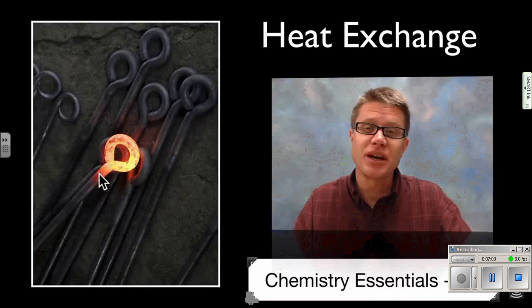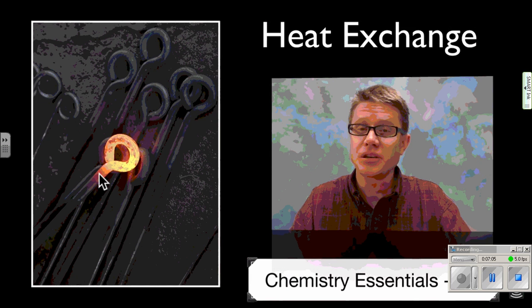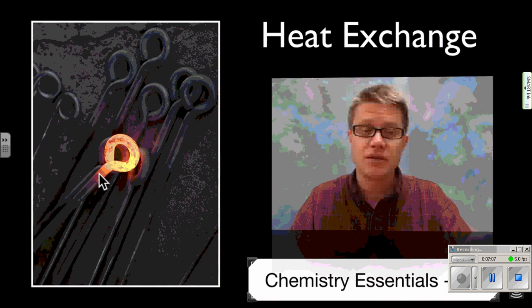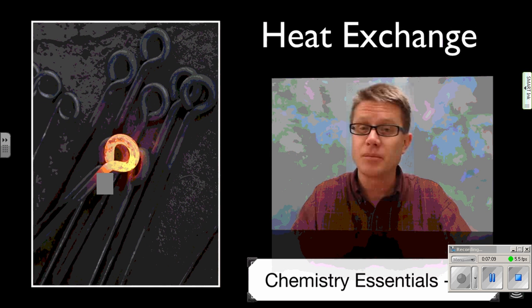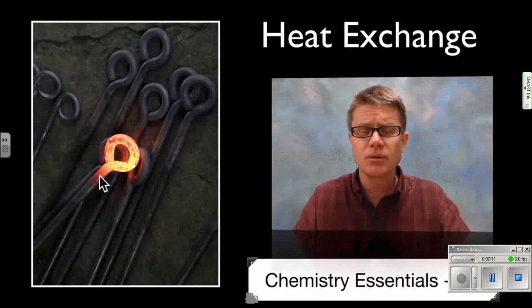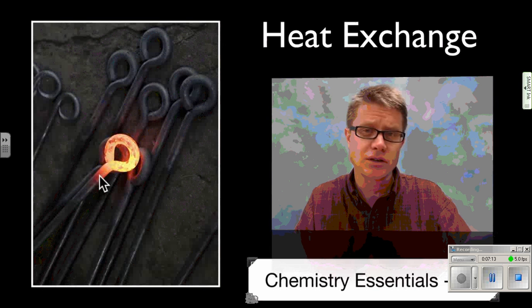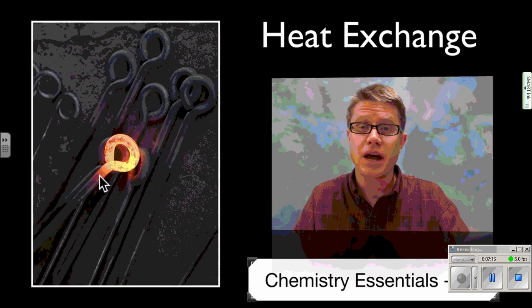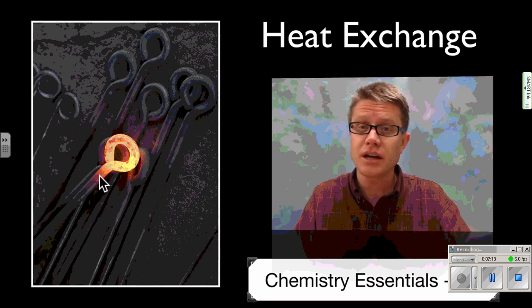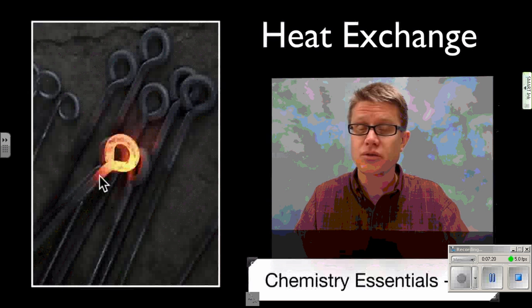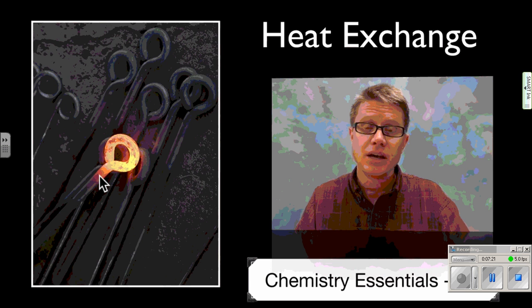Hi, it's Mr. Anderson, and this is Chemistry Essentials video 47. It's on heat exchange. If I were to say, don't touch this iron right here in the middle, it's hot, what does that mean? Well, we know that it has a higher temperature, and therefore it has a higher amount of average kinetic energy. And if you were to touch it, a lot of that energy is going to be transferred to your hand, and that's going to produce quite a bit of pain.